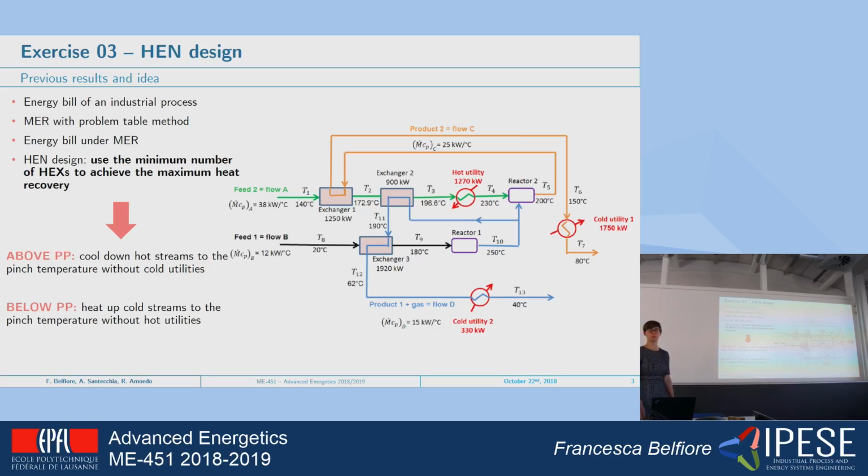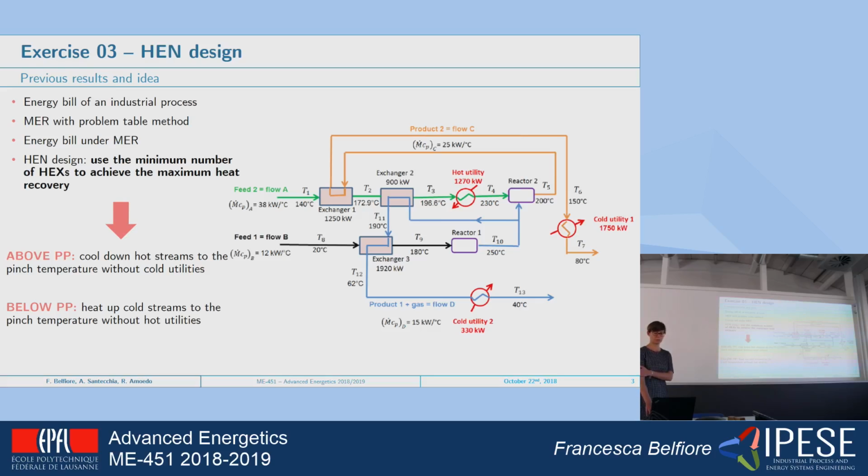Last week you computed the energy bill of the industrial process, and you also estimated the minimum energy requirement and the new energy bill when you can achieve the maximum energy recovery. Now the goal of the heat exchanger network design is to use the minimum number of heat exchangers so that you can achieve the maximum heat recovery. And you should divide your system into subsystems above the pinch point and below the pinch point. Above the pinch point, the goal is to cool down all the hot streams without using cold utility, and below the pinch point, it is to heat up all the cold streams without using hot utilities.